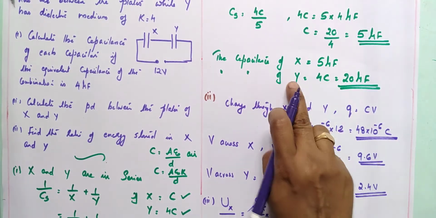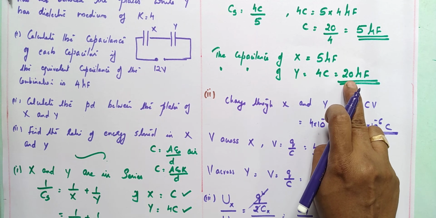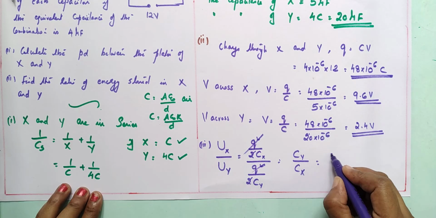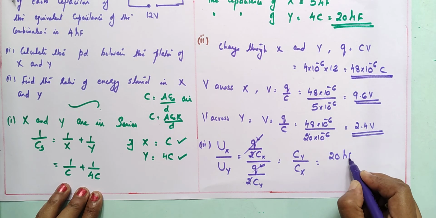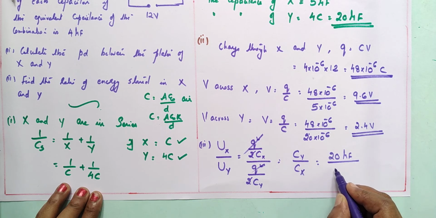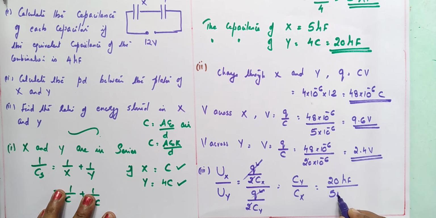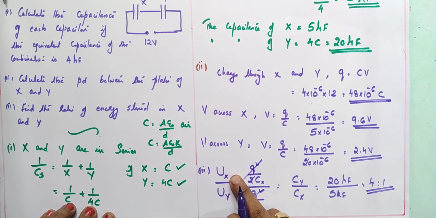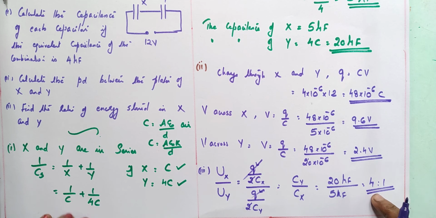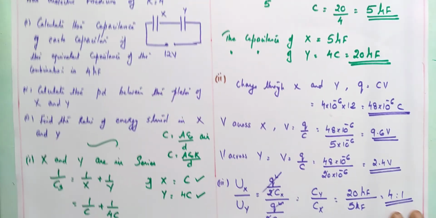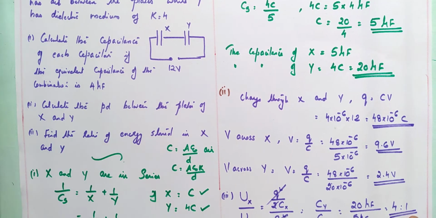What is the capacitance of Y? We already have it as 20 microfarad, divided by the capacitance of X, which is 5 microfarad. Simplifying, it is 4 is to 1. Since it is a ratio, energy stored in X divided by energy stored in Y is 4 is to 1.